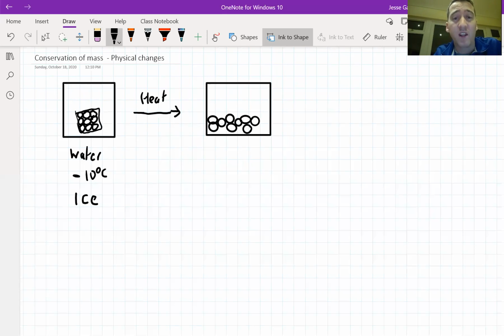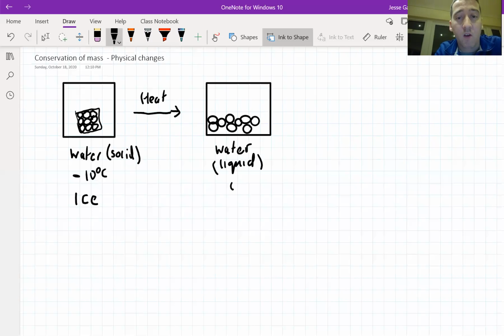So that's why I've intentionally made sure, I've done this by design, that in the liquid water there are still 9 particles. Remember, this was water as a solid, and this is water as a liquid, and it melts at 0 degrees. So at 0 degrees C, it would start to melt. It's liquid water at 0 degrees C.